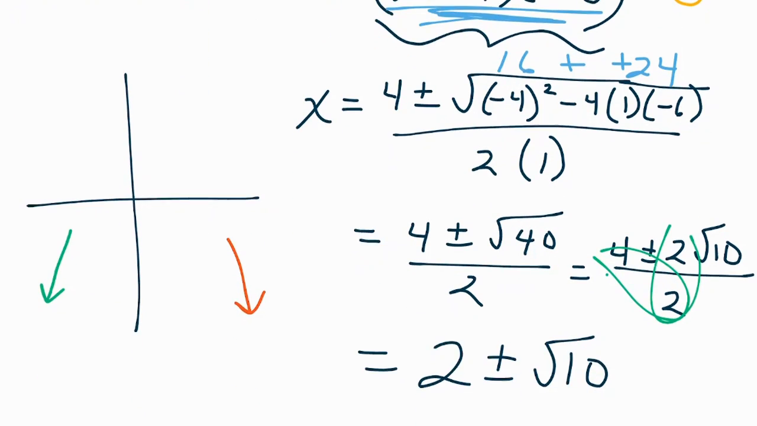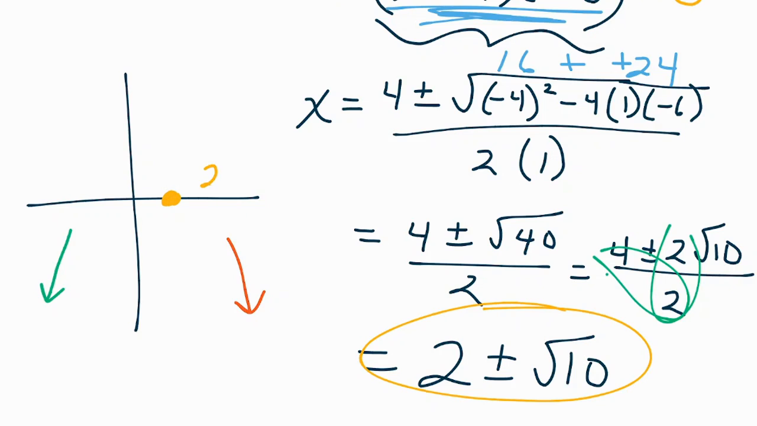Now, what are the roots? 2 plus or minus root 10. Now, that's not 2 times root 10. That's 2 plus root 10. Think about it. 2 plus root 10 would have to be a positive number. And 2 minus root 10 turns out to be a little negative number.